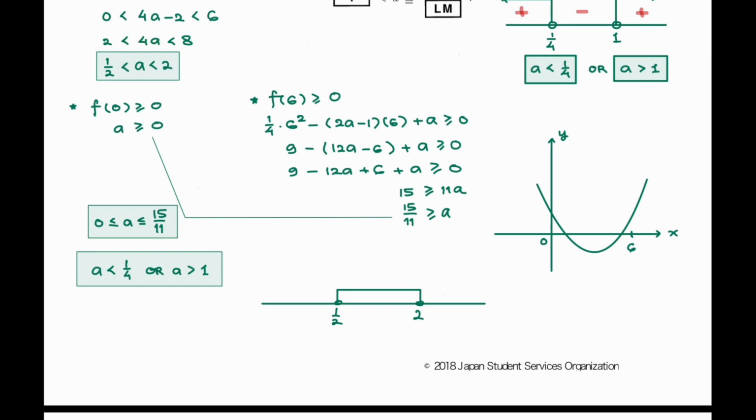For my second condition, 0 less than or equal to a less than or equal to 15 over 11. If I draw it on the number line, let's assume this is 0 and then 15 over 11 somewhere here. This is my second condition. And then our last condition is a less than 1 over 4. 1 over 4 is somewhere here. A less than 1 over 4. And then a greater than 1. 1 is somewhere here.